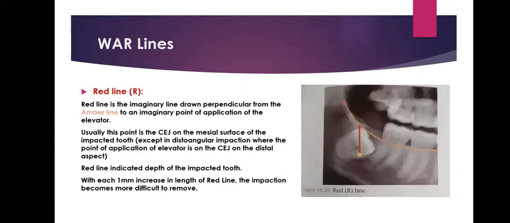And lastly, the red line. The red line is an imaginary line drawn perpendicular from the amber line to an imaginary point of application of the elevator. So it is a perpendicular line from the amber line.